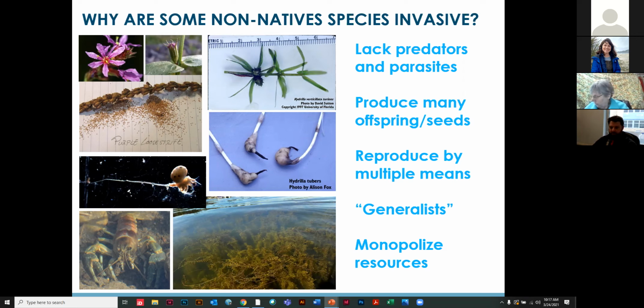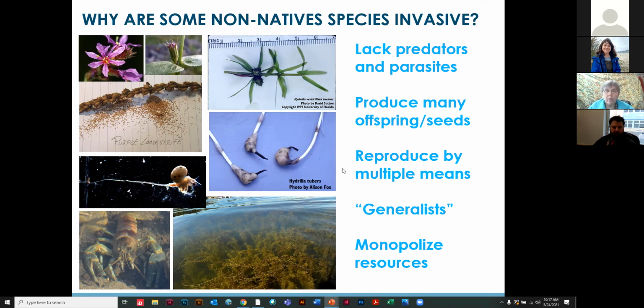Producing prolific offspring and seeds: purple loosestrife, in especially wetland areas, is a really important plant to be aware of when you're hiking out to fishing spots, particularly in midsummer, late summer, when they're going to seed. One plant produces millions of seeds, and those become more plants, and then those plants become millions of seeds, and then it's just an exponential increase in population.